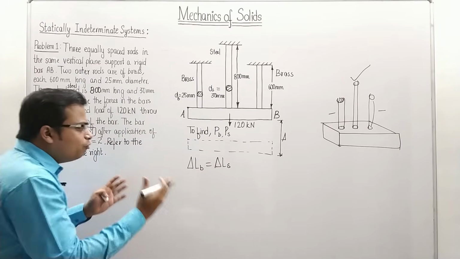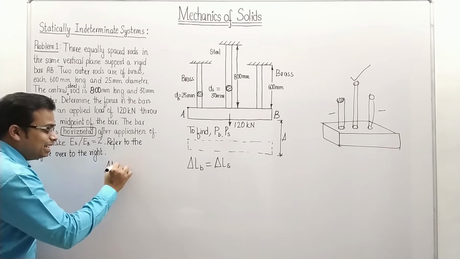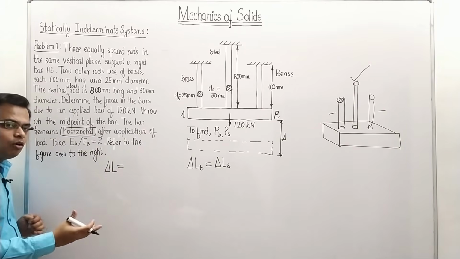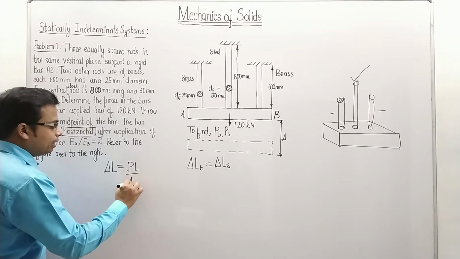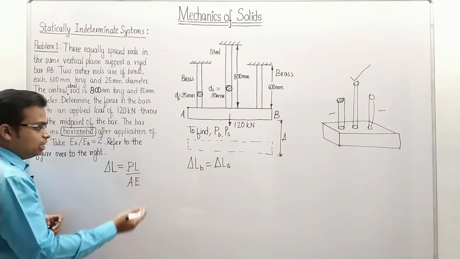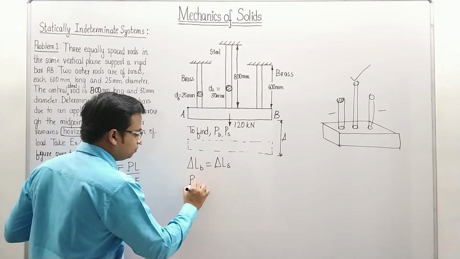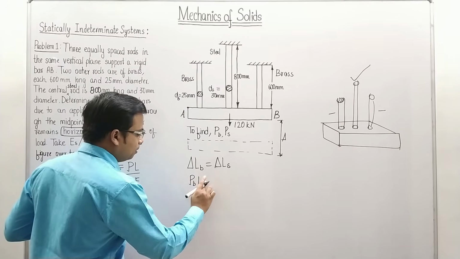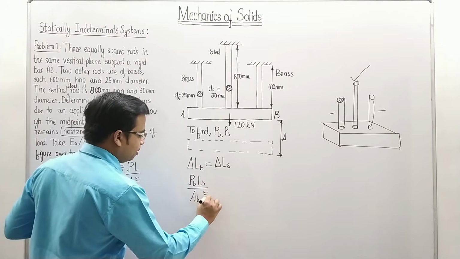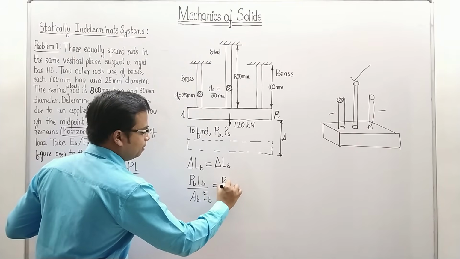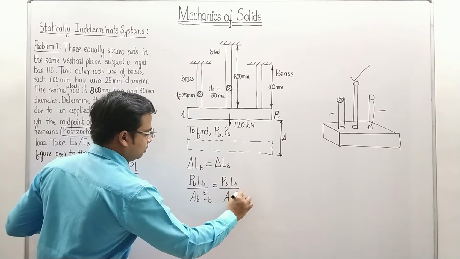And let's try to frame a formula. I'm pretty much sure that if you have been watching my previous videos, change in length, increase or decrease in length, is given by PL over AE. So for steel, we have something like this. For brass, let's say PB, LB, AB, EB. Similarly, here PS, LS, AS, ES.